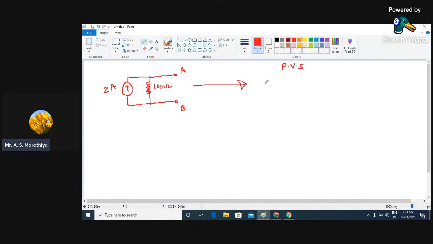How to convert that? First, we need to draw the structure for this. So here this terminal is say A, this terminal is say B. Now because this is a practical voltage source, and in a practical voltage source we have an ideal voltage source, and in series with that we need to connect its internal resistance.